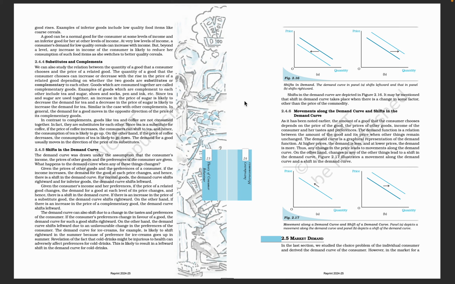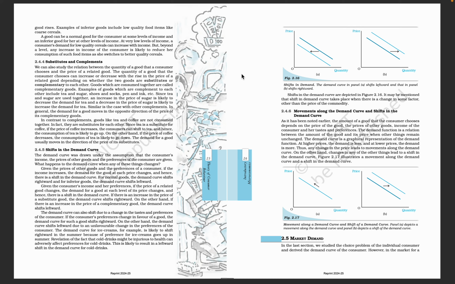The demand curve of ice cream, for example, is likely to shift rightward in the summer because preference for ice cream goes up in summer. Revelation of the fact that cold drinks might be injurious to health can adversely affect preferences for cold drinks. This is likely to result in a leftward shift in the demand curve for cold drinks.